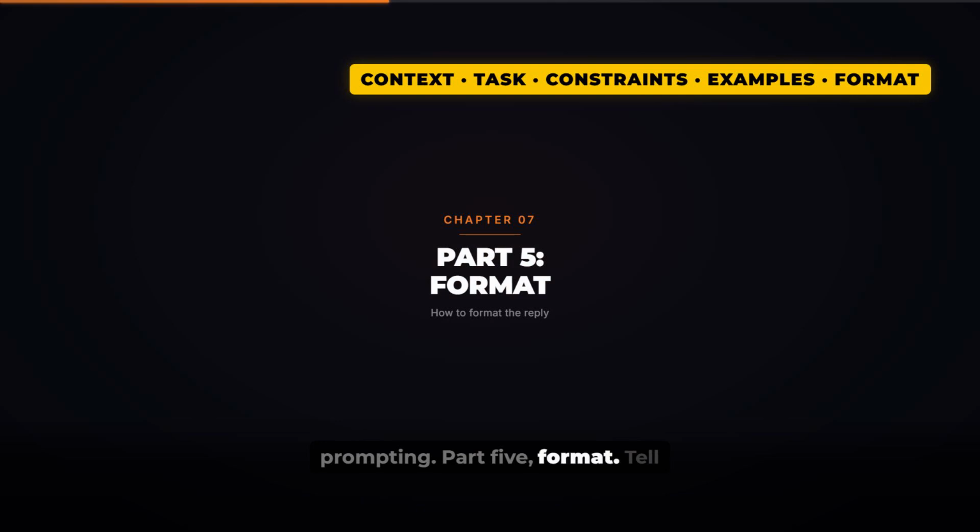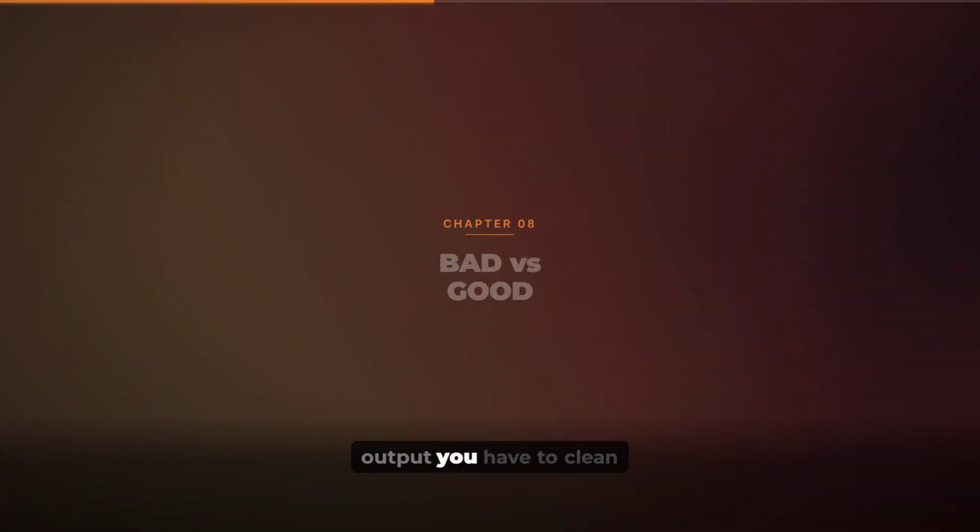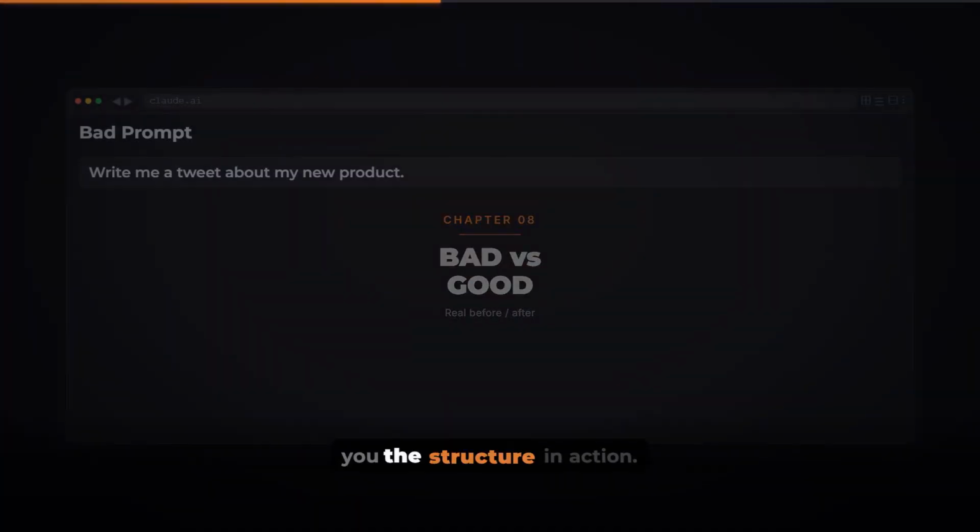Part 5: Format. Tell Claude exactly how you want the response. Markdown with bullet points, a JSON object with these fields, a table with 3 columns, a single paragraph under 100 words. Specifying format is the difference between output you can use immediately and output you have to clean up. Now, let me show you the structure in action.